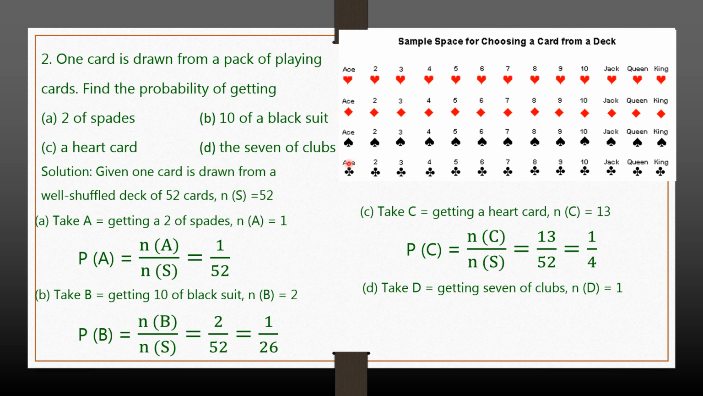Go for the next event, that is 7 of clubs. Take D is equal to getting 7 of clubs. We have 4 sevens. Among those, there is only 7 of clubs, only 1 card. That's why n of D is equal to 1. Now P of D is n of D by n of S, that is 1 by 52. Make sure you are thorough with this sample space of cards to answer any question related to playing cards.